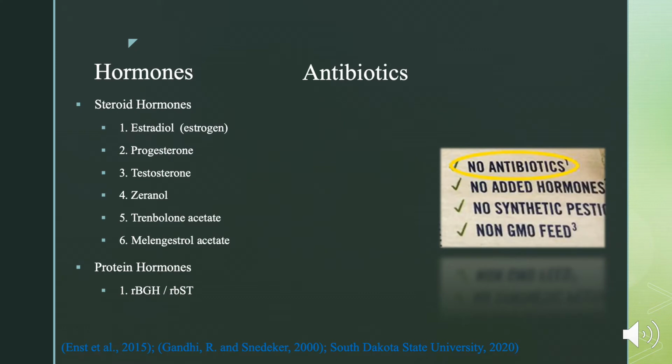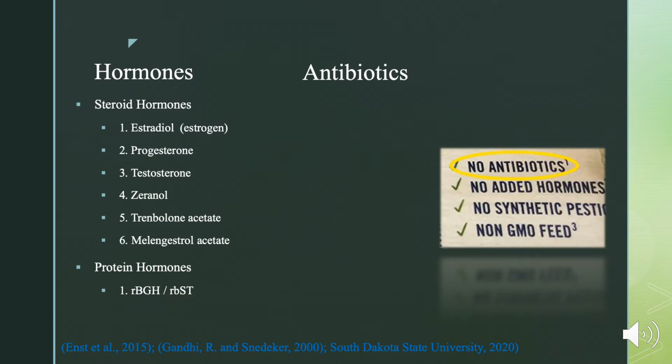Again, the protein hormone that we use in food production is rBGH, and it could also be known as rBST or bovine somatotropin. This protein hormone is only used in dairy cattle for raising milk production.